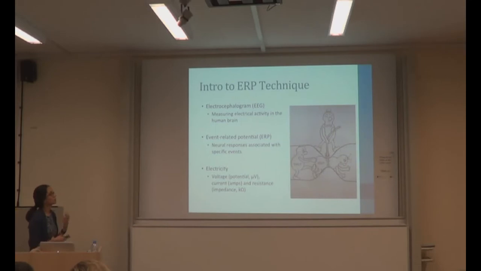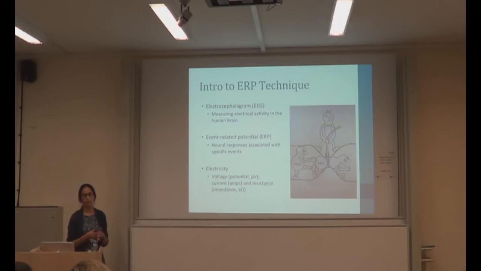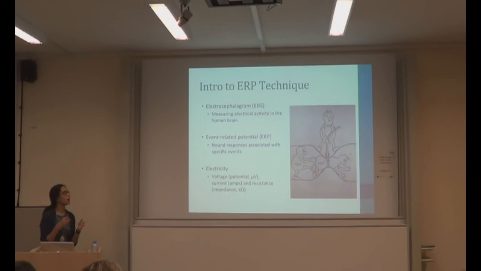So before I go into the details of the study, I thought I'd just give some key points about the ERP technique. So EEG is measuring electrical activity in the human brain. We look at the change in potential from different points on the scalp, amplify the signal, and record using electrodes. The ERP is the neural responses associated with specific events.